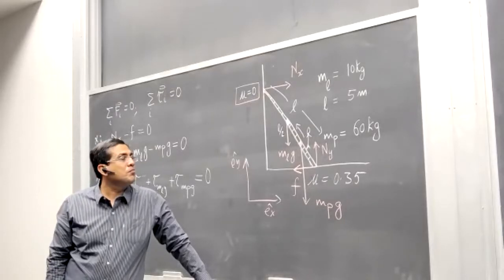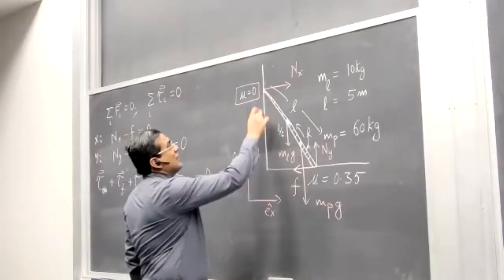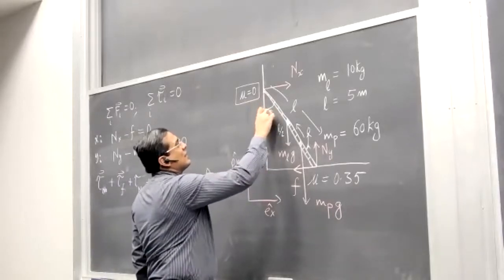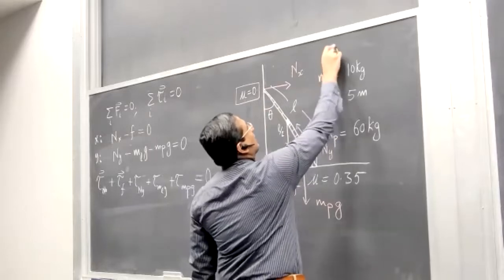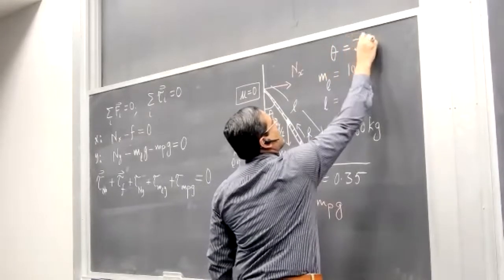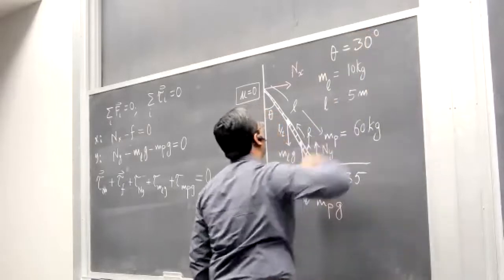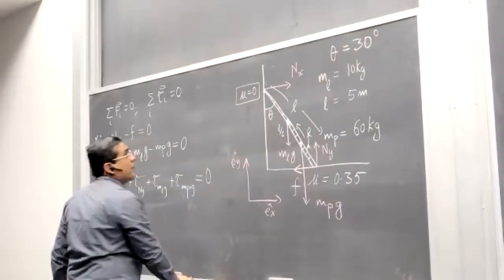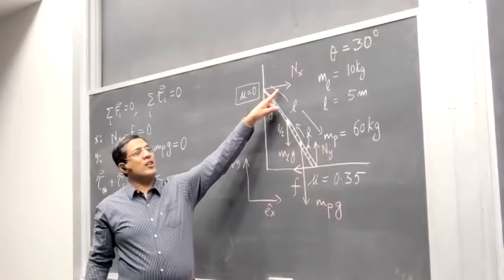Sir, what is this angle? Oh yes, I forgot about that. This angle is theta, and it's actually given. So theta is given, it's 30 degrees. Okay, but for now let's keep everything symbolic. So now that you know theta, what is the torque due to Nx?